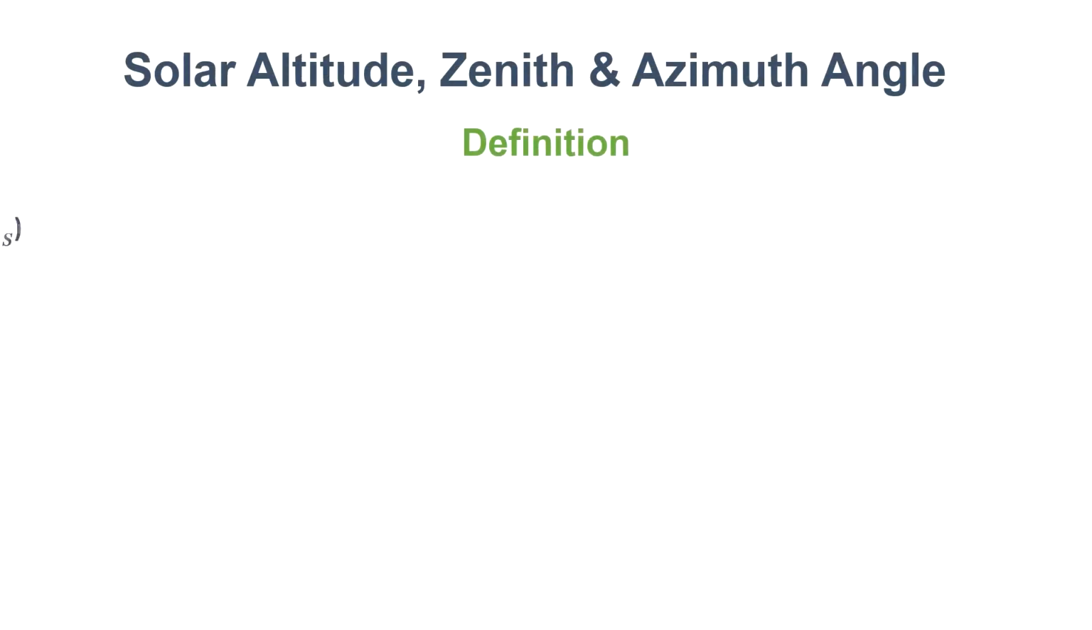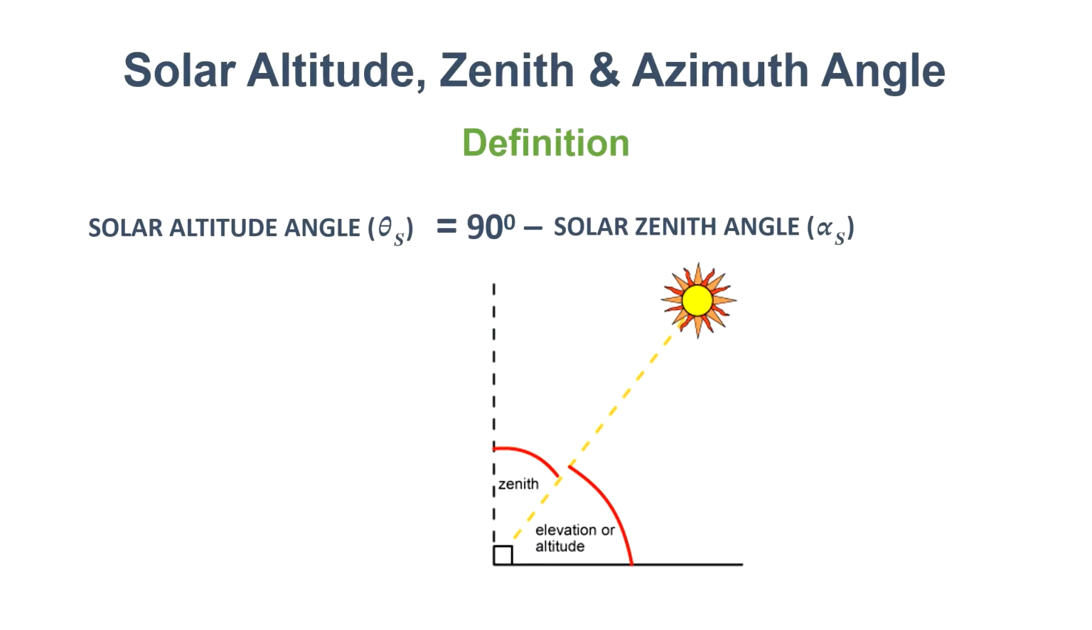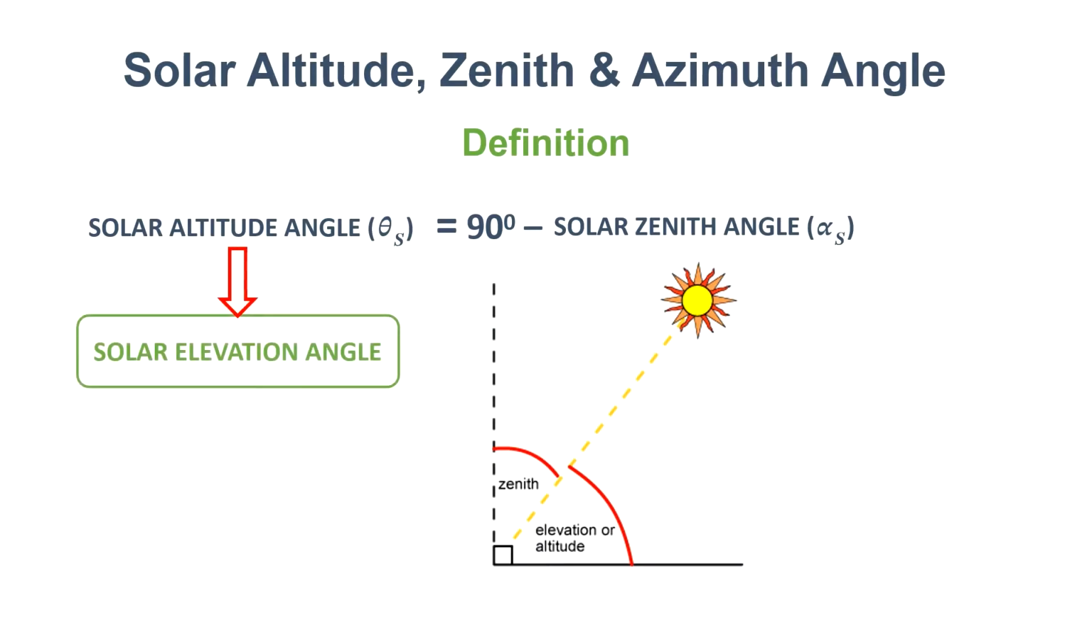So, what is solar altitude and zenith angle? Well, both the angles are complement of each other. That means 90 degrees minus altitude angle is equal to solar zenith angle. Also, solar altitude angle is widely known as solar elevation angle. Hence, don't get confused over this.